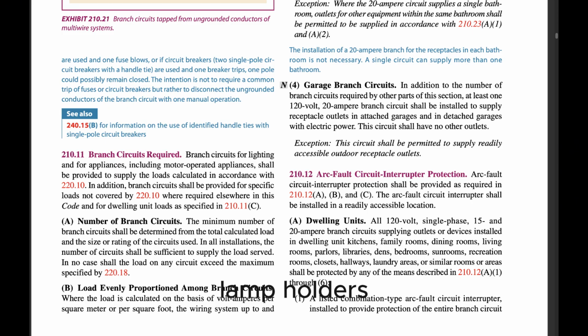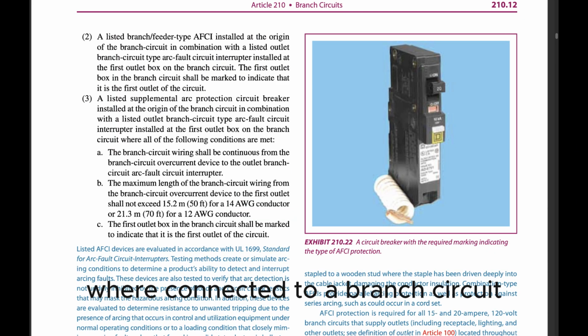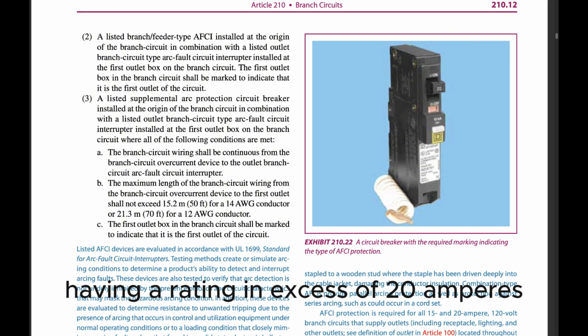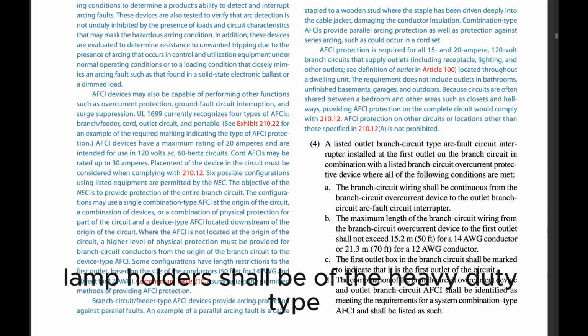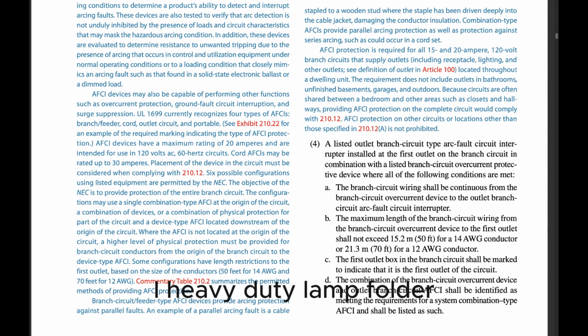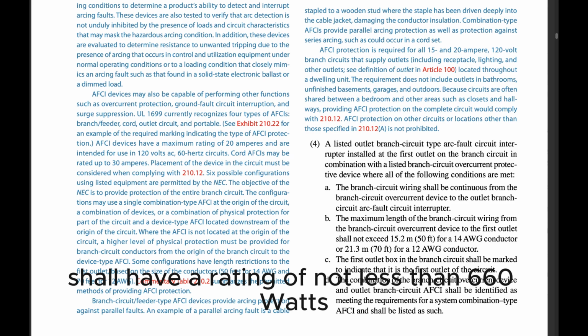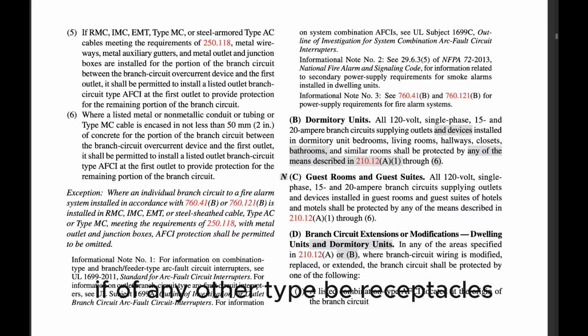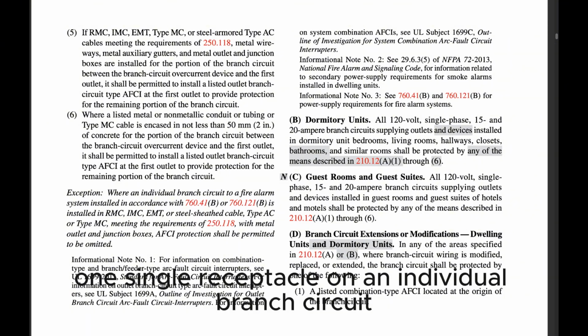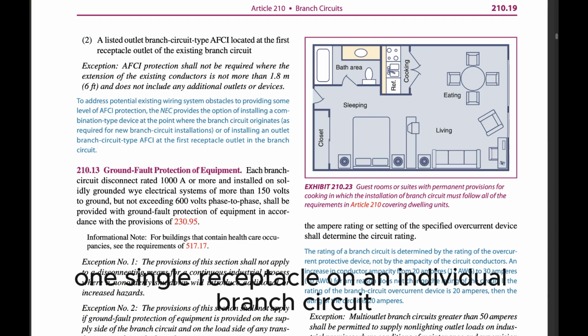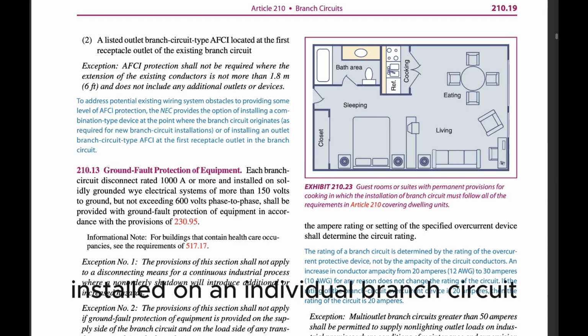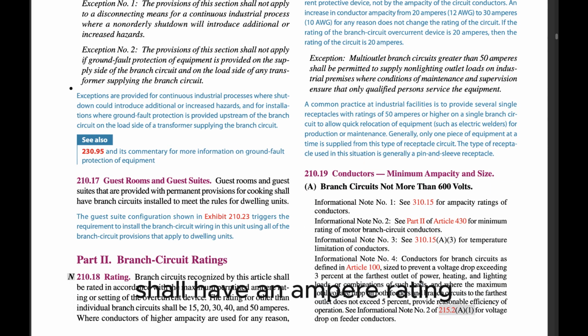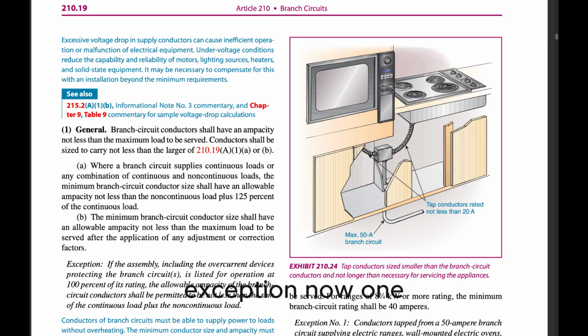A. Lampholders. Where connected to a branch circuit having a rating in excess of 20 amperes, lampholders shall be of the heavy-duty type. A heavy-duty lampholder shall have a rating of not less than 660 watts if of the medium type, or not less than 750 watts if of any other type. B. Receptacles. 1. Single receptacle on an individual branch circuit. A single receptacle installed on an individual branch circuit shall have an ampere rating not less than that of the branch circuit. Exception No. 1.